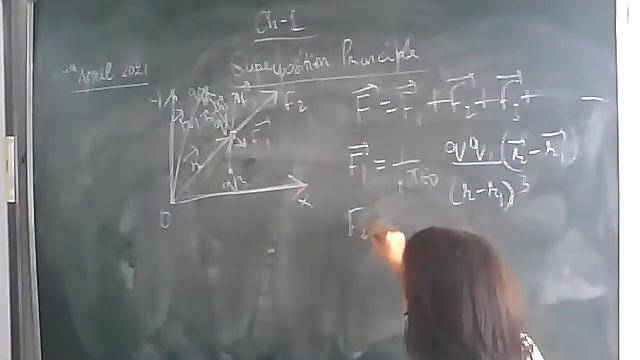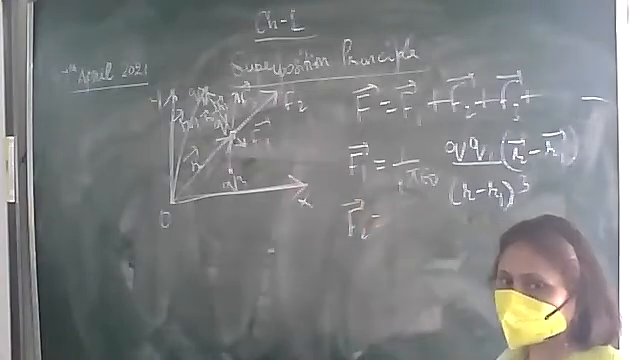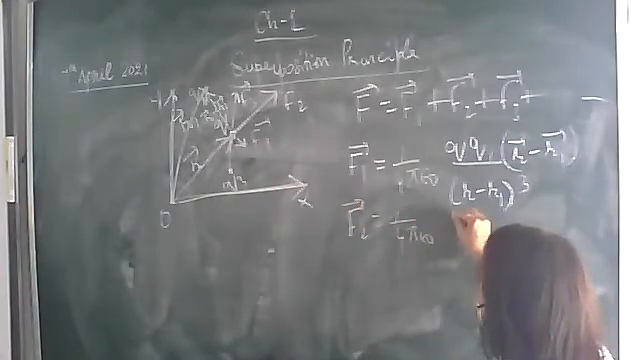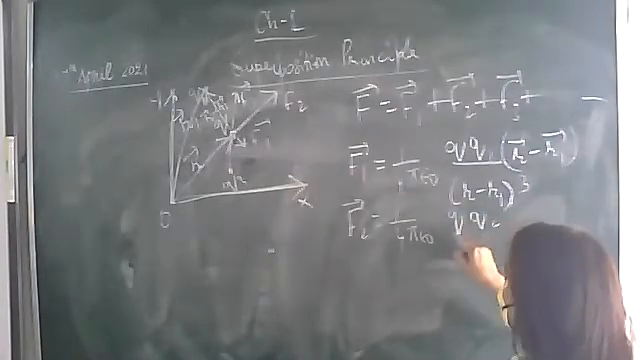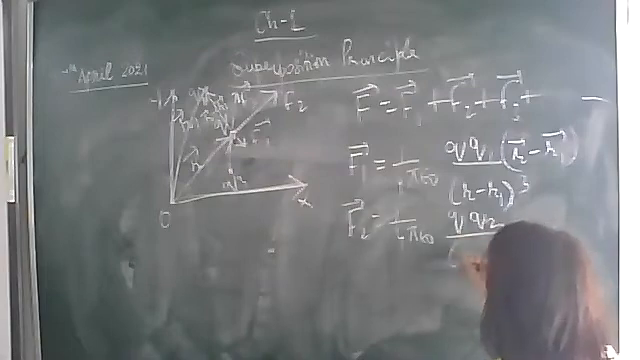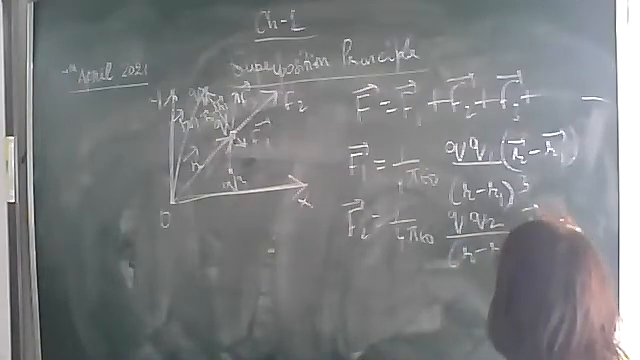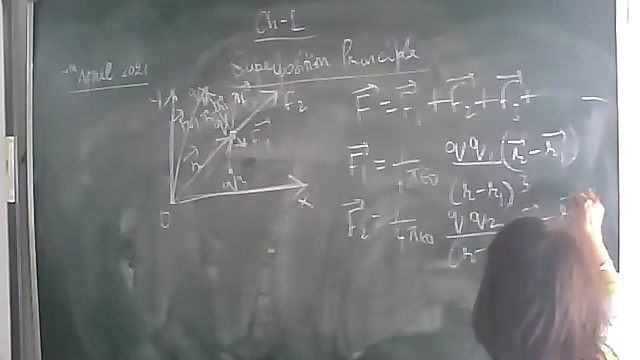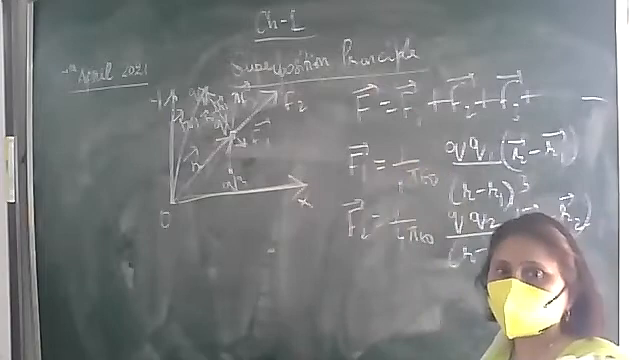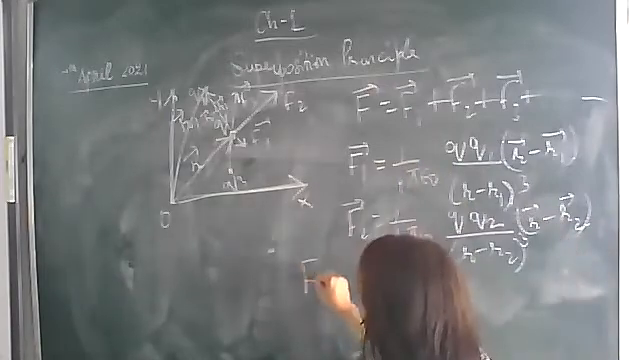The same way, now tell me what is F2? 1 upon 4 pi epsilon naught, the product of the charges Q and Q2, Q into Q2, upon, now what will be the distance? R minus R2 whole cube. This vector will be R minus R2 vector. Substitute it here to get the superposition principle.